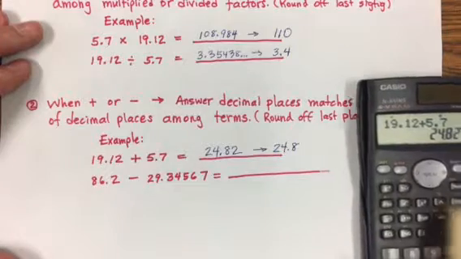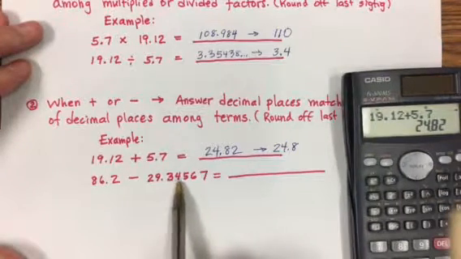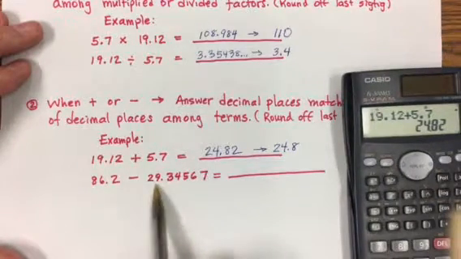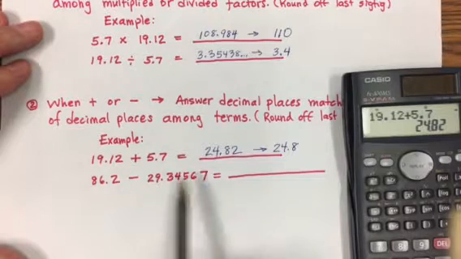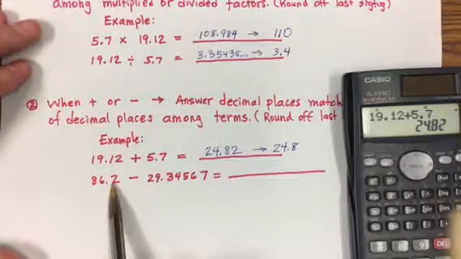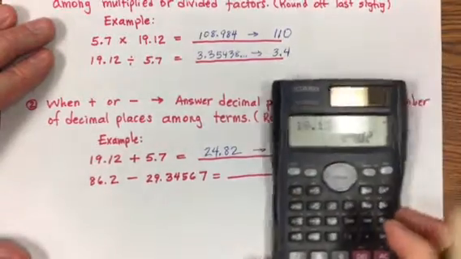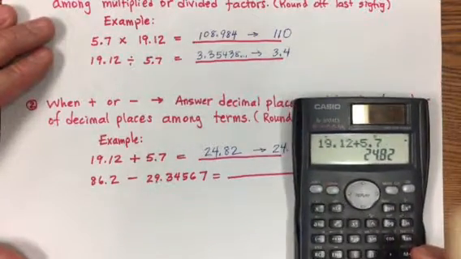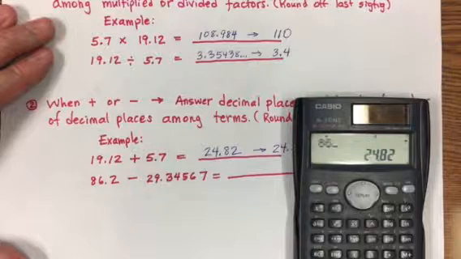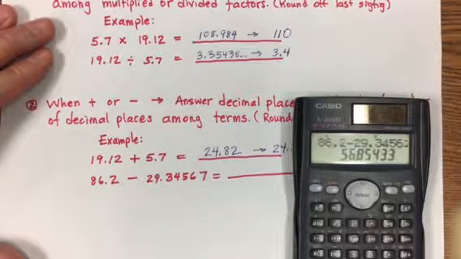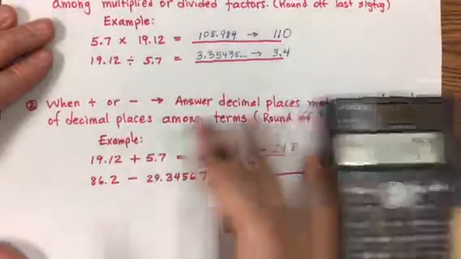Subtracting, same rule applies. Here I have 5 decimal places in the 29.34567, but I've only got 1 decimal place in 86.2. Therefore, my answer can only have 1 decimal place, even though my calculator will show many more. So 86.2 minus 29.34567 gives me an answer of 56.85433.